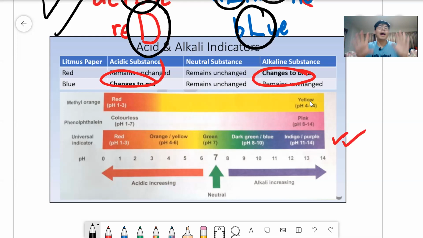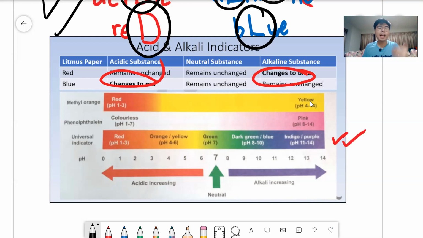And this is the reason why we don't commonly use methyl orange. It's very hard to make observations, because the colors are very close to each other. Compared to methyl orange, of course universal indicator is a much better choice. That is why some people don't choose to use methyl orange. Alright, okay? Next one.